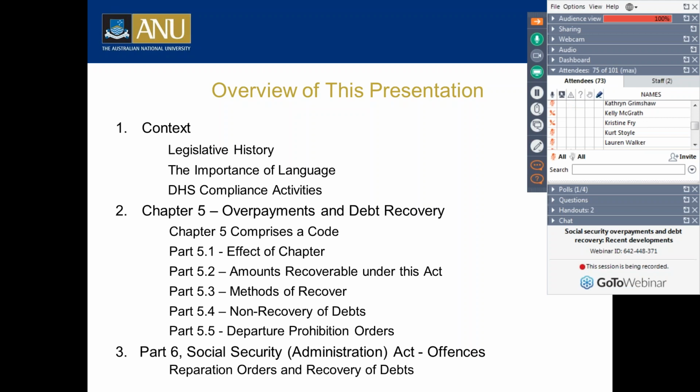Non-recovery of debt moves us down into the area of special circumstances and administrative error. I'm going to talk about a new area of Social Security overpayments and recovery, which is departure prohibition orders, something people might be familiar with from the Child Support Act, but now we've got it in the Social Security Act, God save us. And then, as I said, offences. I'll talk a little bit about how the offences are put together. So, starting with the legislative history.